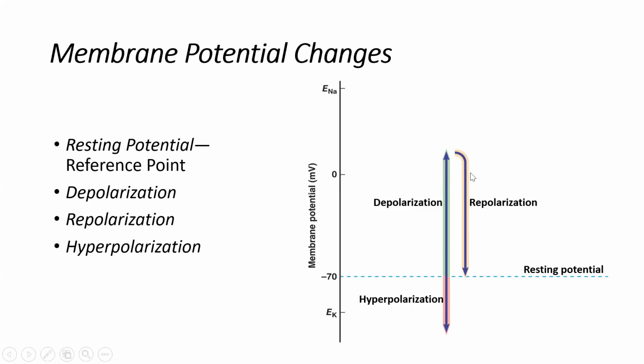Repolarization is a negative membrane potential change going toward the set point, or returning back to that set point, whereas hyperpolarization is a further negative membrane potential change that is more negative than rest, or more negative than our set point. Okay, and so on this basis, we have three different types of membrane potential change that will help us describe what this action potential really is.